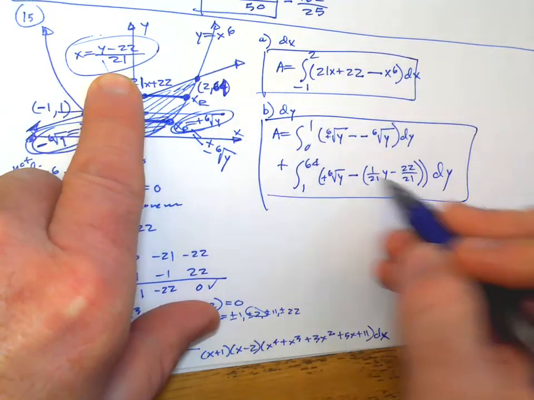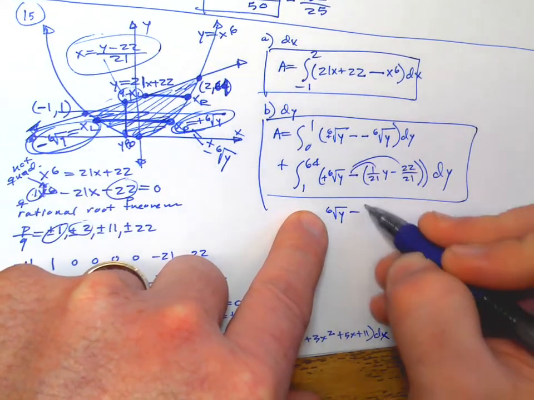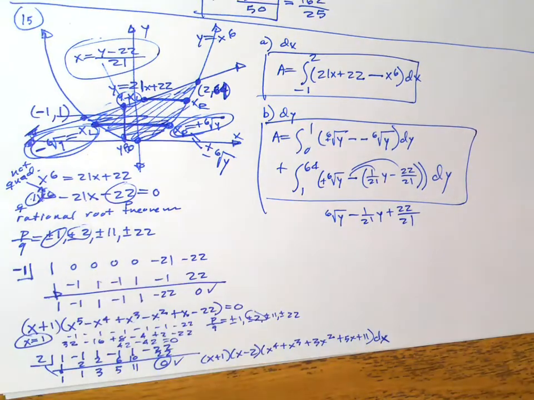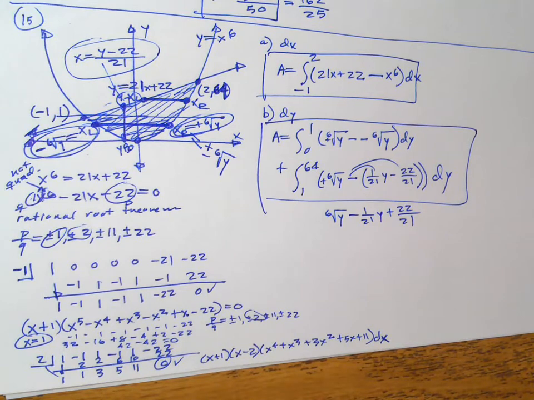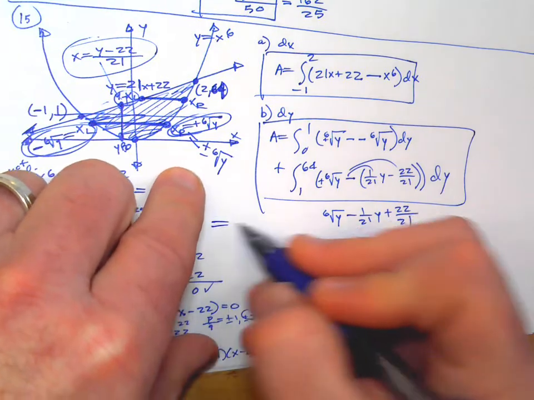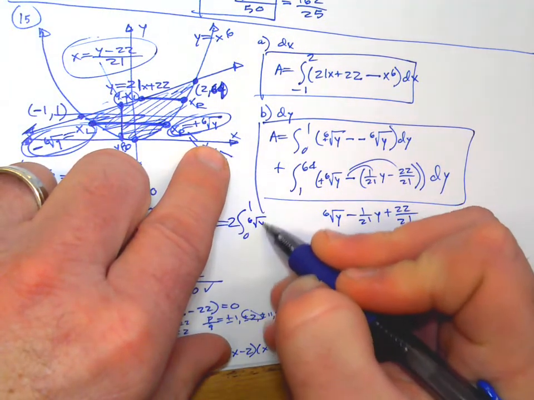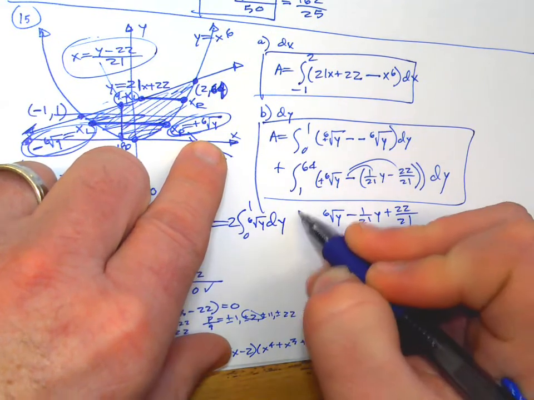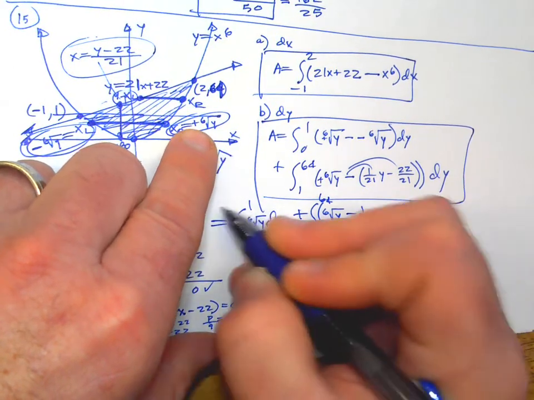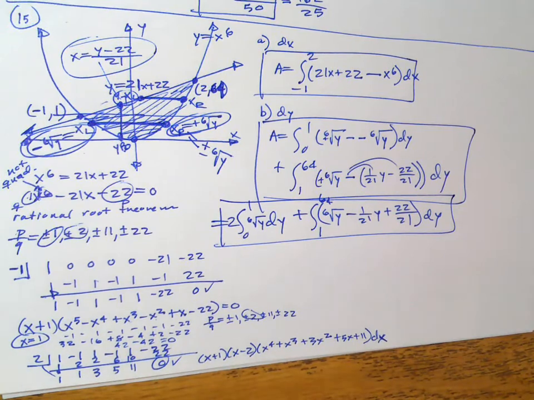Now, if you don't want to write these parentheses here, you got to make sure that you distribute this negative. Okay? You got to make sure you distribute that if you want it. This one we could even simplify a little bit. We could say, oh, well, this is going to be 0 to 1 of 2 6th root of y dy, right? Plus 1 to 64 of this. So we could clean this up a bit if you want, but I wasn't asking you to. I'd be totally fine with that first answer.